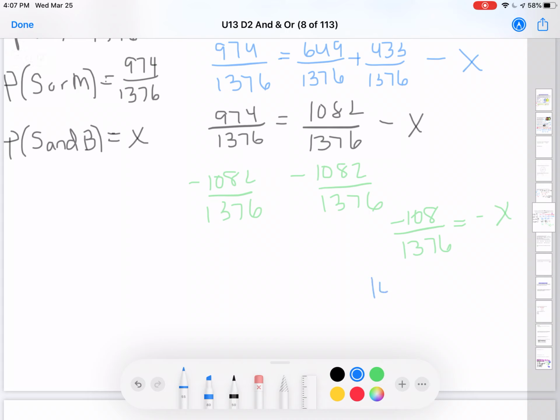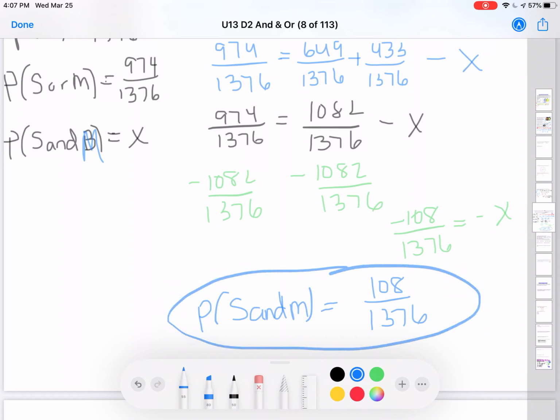So therefore 108 over 1376 is going to be my probability of sports. And this was sports and music. I see that I put a B here. That's an M. Okay, and there we go. That's it. Very typical popular question right there.